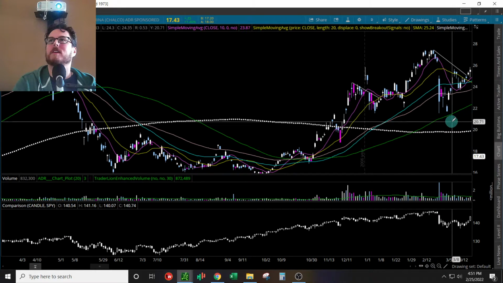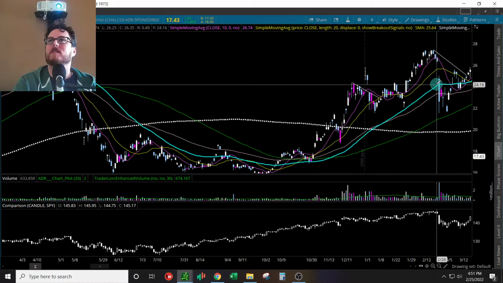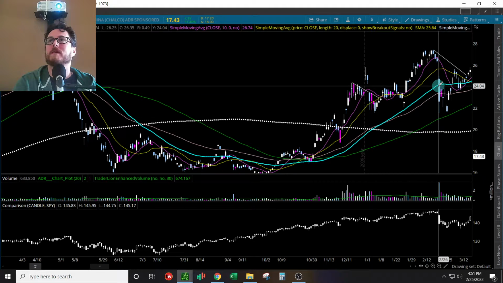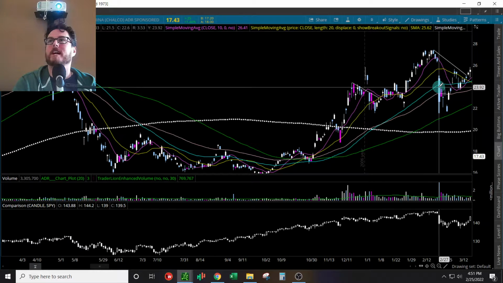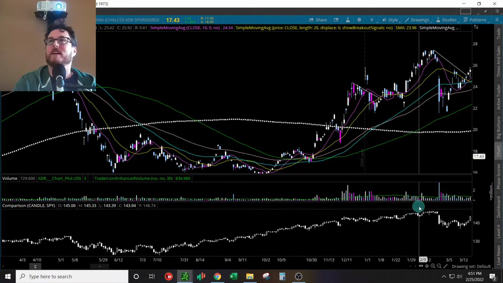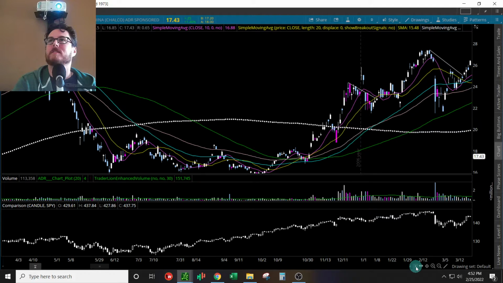I'm definitely long at this point. My stop is, I feel like I have to give this more room because it's so jumpy. So my stop, I'm going to say my stop is 23.90. So 25.35 to 23.90, almost like $1.40 in risk here. We'll see what happens. All right.